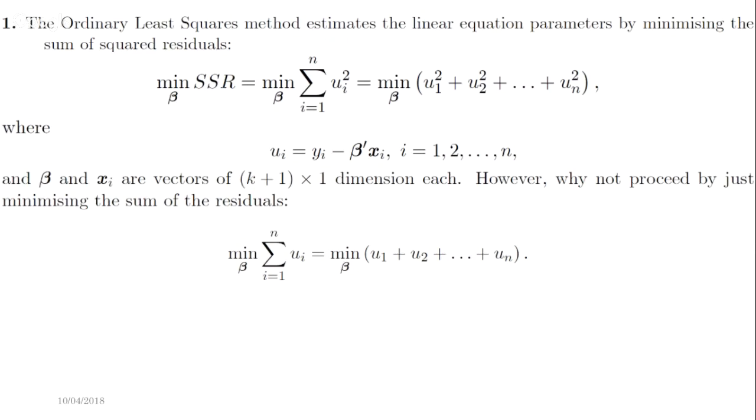The first one, OLS, the ordinary least squares method, estimates the linear equation parameters by minimizing the sum of squared residuals. That's the formula. You should be familiar with it. SSR, the sum of squared residuals, will be minimized: the sum of u squared, where u is by definition y_i, the observed y, minus the model y hat. Either you see it as y hat or as the combination of beta and the x, which is the model: y hat equals beta naught hat plus beta 1 hat x1 plus beta 2 hat x2, and so on. And that's this part here.